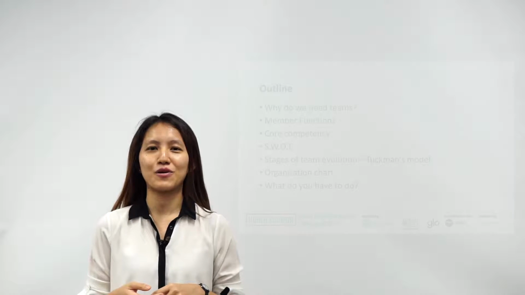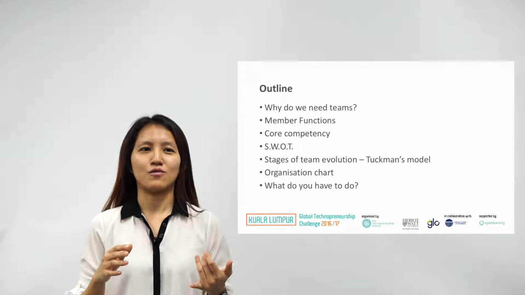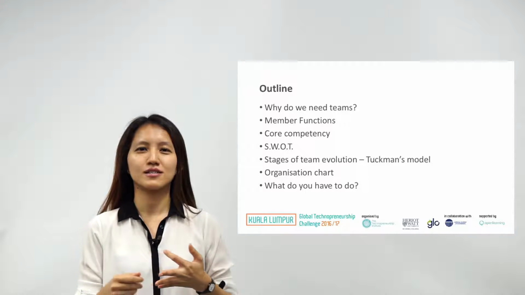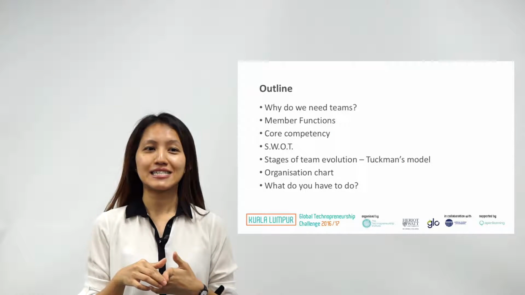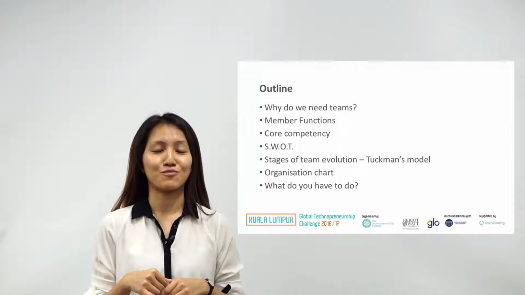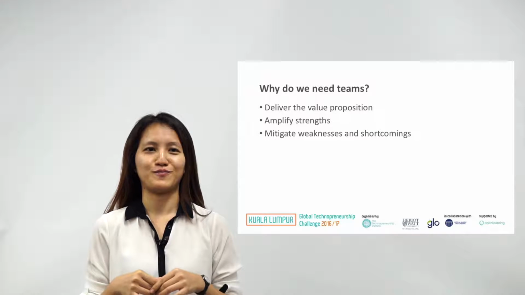Today we're going to go with building a dream team. Let's see what we're going to talk about today. First, we're going to start with why we need teams. Then we'll talk about the member functions, a little bit on core competency, also SWOT analysis, and then we will go through the stages of team evolution based on Tuckman's model, and then the organization chart, and lastly, what you have to do.